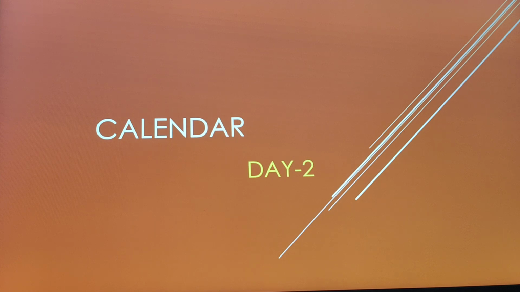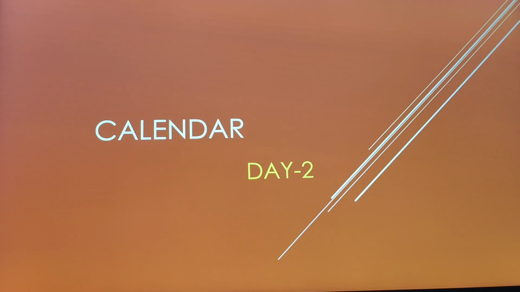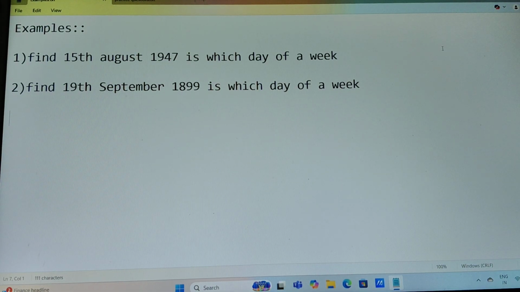Today is day 2 of this calendars chapter. Let us discuss today with examples. You could see the examples here. I'll just explain 2 examples and later on I'll give you some practice questions. You try to solve those practice questions and put the answers in the comment box so that you could clarify your doubts in the next video and next session.